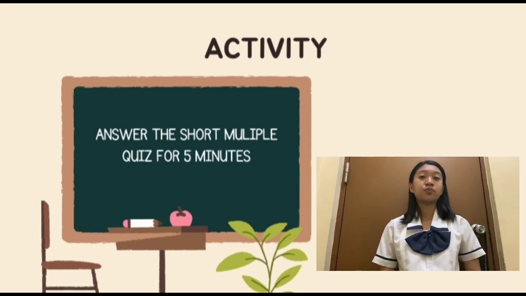Question number 2. Which of the following is an example of phishing? Letter A, receiving an email with a suspicious link asking for personal details. Letter B, installing antivirus software on your device.